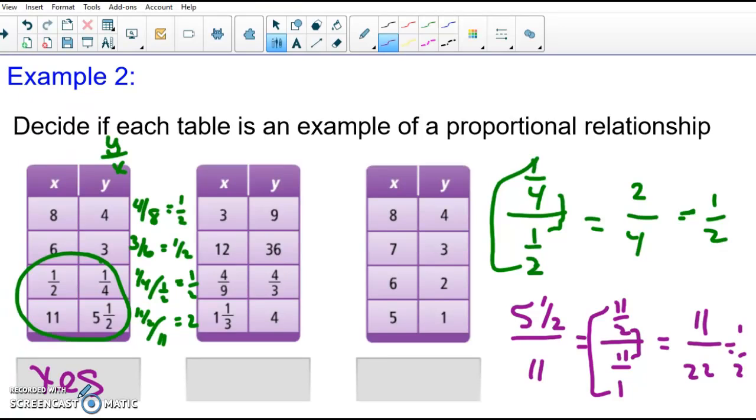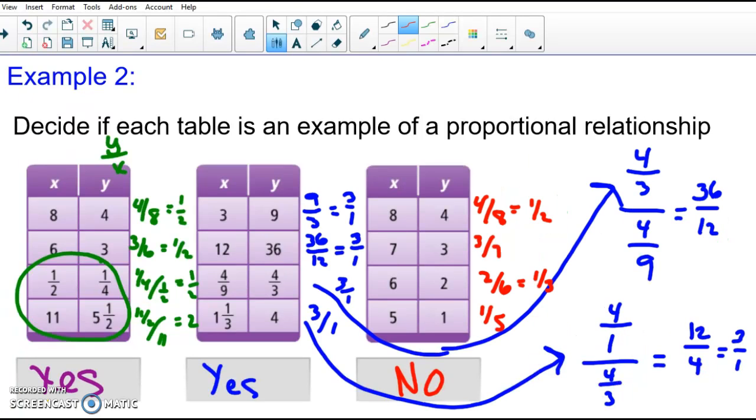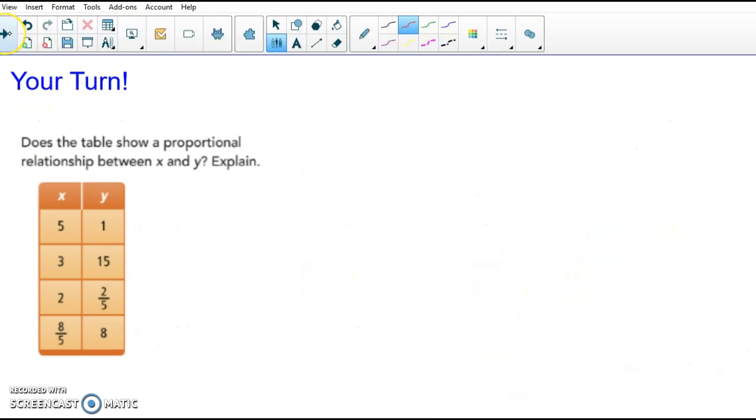All right, let's test out the next 2. Pause the video and then check your work. All right, in our second table, in each row, we find a 3 to 1 ratio. So we would say, yes, that's proportional. And in the third table, we have a different ratio in each row. We have a 1 to 2, a 3 to 7, a 1 to 3, and a 1 to 5. So this is most definitely not a proportional relationship.